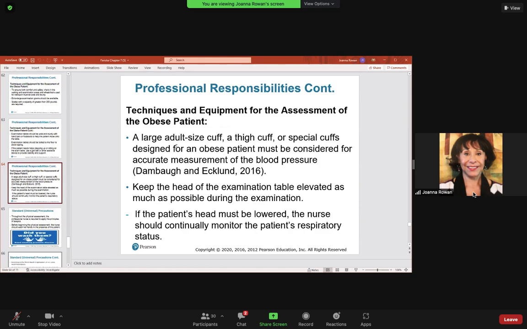Of course, if you have an obese patient, you have to have a large adult cuff or a thigh cuff or a special cuff designed for an obese patient, which must be considered for accurate blood pressure measurements. Keep the head of the examination table elevated as much as possible during the examination, because some patients might not tolerate being flat on the bed. If the patient's head must be lowered, the nurse should continue to monitor the patient's respiratory status.